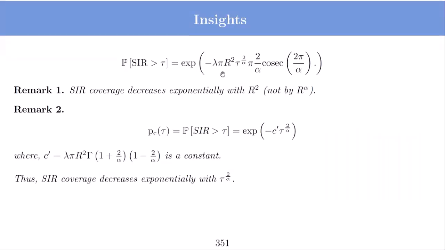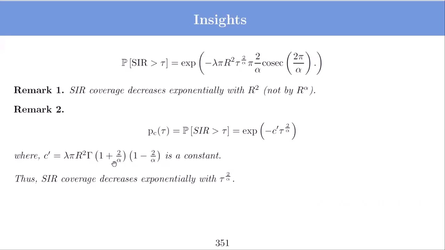We have derived the SIR coverage probability, which is given by the following format. Let us see how we can derive some insights from the expressions. First thing we notice is that SIR coverage probability decreases with R square, right? Sometimes people expect it to decrease with R alpha because the path loss is R to the minus alpha. So they expect if you increase R, the signal power will decrease by R to the minus alpha. But actually the SIR coverage probability decreases exponentially with R square.